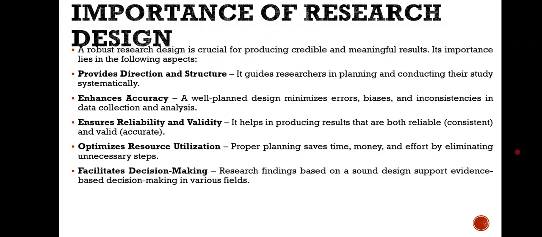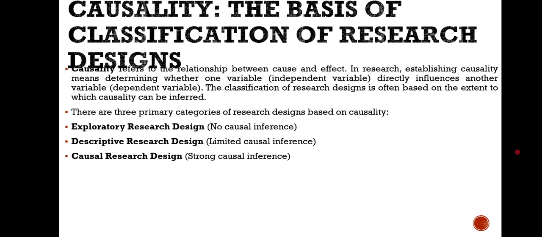Okay, so next we have the topic causality, the basis of classification of research design. Causality refers to the relationship between cause and effect. In research, establishing causality means determining whether one variable, the independent variable, directly influences another variable, which is the dependent variable. The classification of research design is often based on the extent to which causality can be inferred.